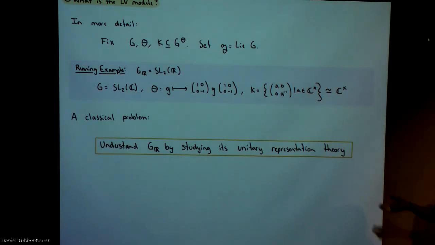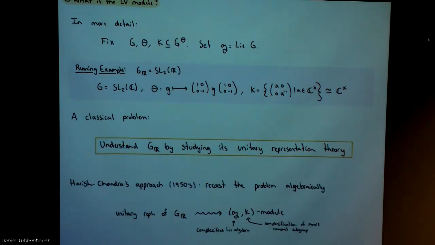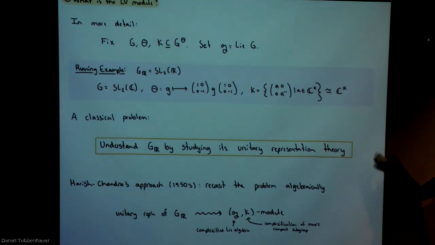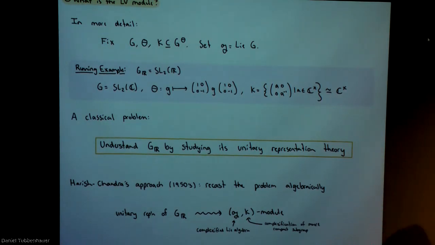And this has been a problem that people have been thinking about for many years, maybe 70 years, maybe longer, a very classical problem. And the approach to this problem, which is on its head an analytic problem, a problem about studying unitary representations, Harishchandra realized that we could recast the whole problem algebraically by transferring to the land of GK modules.